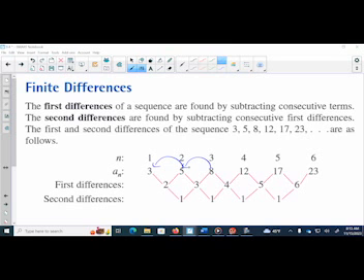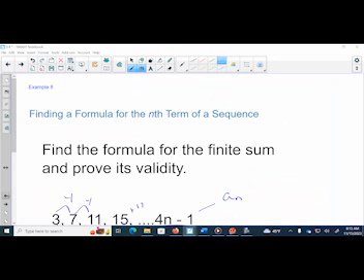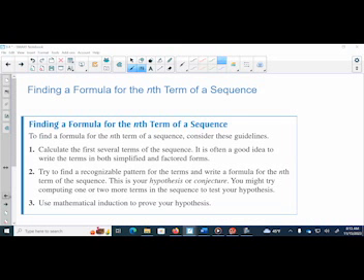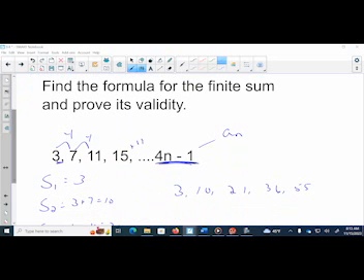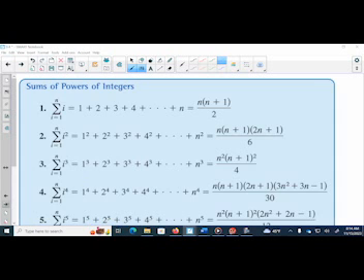If those numbers were all the same, like if I were to go back here and list these numbers, it's 4, 4, 4, 4, 4. That means I have a linear relationship, and that's why I can write it as 4n minus 1, because this n would be raised to the first power, because the first differences are the same.